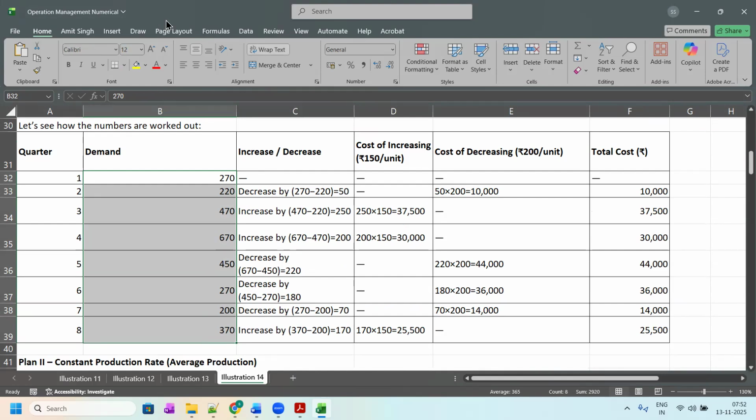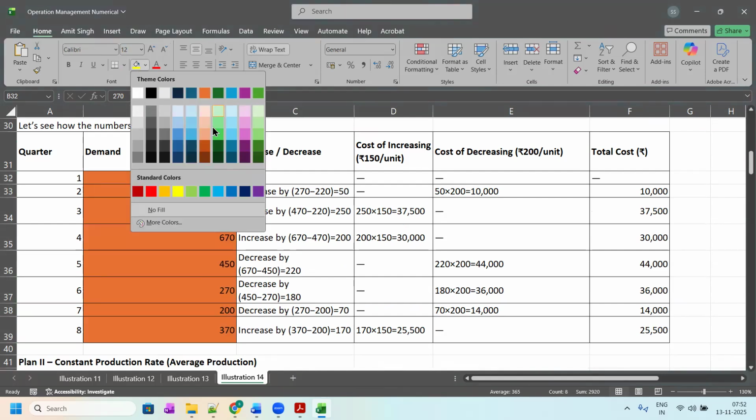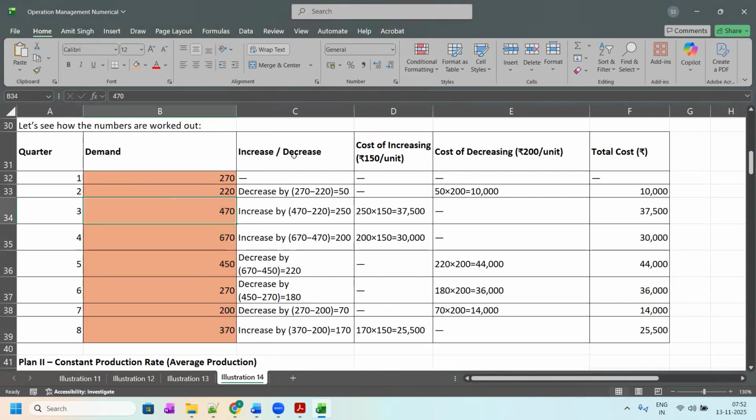Yes, sir. This is the demand given to us for the 8 quarters. In the first plan, we'll calculate the increase or decrease in demand. From 270, the demand decreased to 220. So your demand decreased by 50 units, and you have to pay the cost of decreasing, which is 200 rupees per unit. So for 50 units, that would be 10,000 rupees. Is this clear?